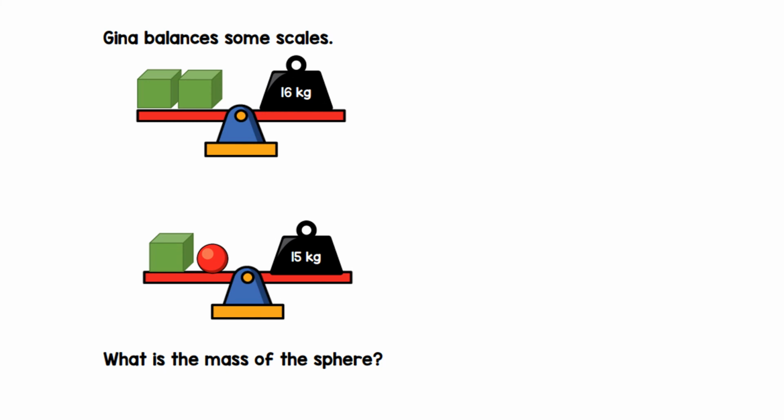Next question. Okay. Gina balances some scales. So there's a weight and 2 cubes, and then there's a different weight and a cube and a sphere. What is the mass of the sphere? So the mass is like the weight. So I'd have to work out here what these cubes weigh, and then think about if that cube is certain something, then this cube would be the same something. So what's the sphere?